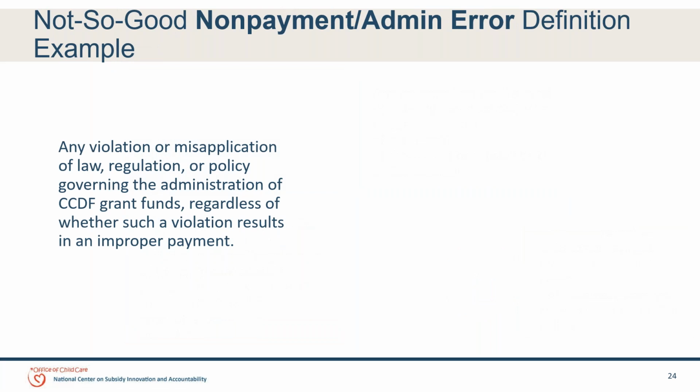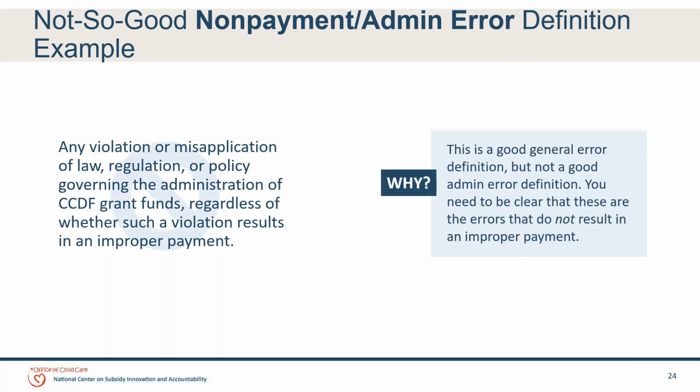And in this slide, I have one example of an administrative or non-payment error definition that would not be good. This says, any violation or misapplication of law, regulation, or policy governing the administration of CCDF grant funds, regardless of whether such a violation results in an improper payment. This is actually a great general error definition. So if you gave this for that first definition, that would be great. But it's too general. It does not clearly refer to only non-payment errors.